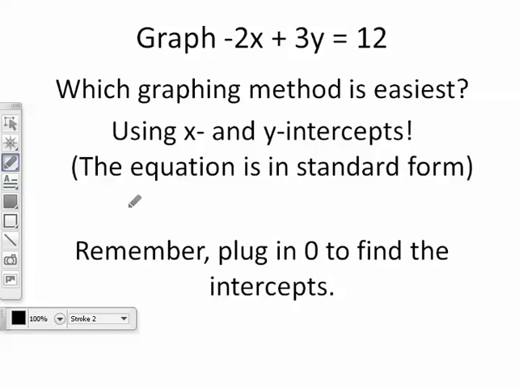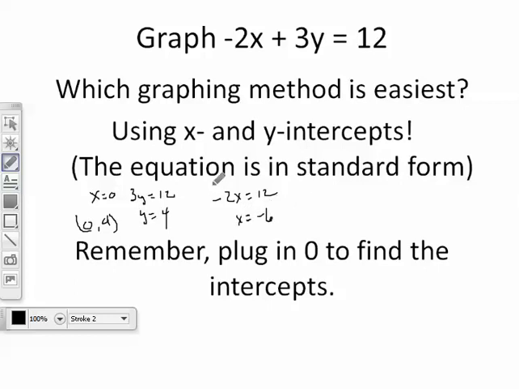Remember, all I've got to do is I've got this equation right here. If I want to find the x and the y-intercepts, I'm going to stick 0 in for x. X equals 0. I'm going to wind up with 3y equals 12, or y is equal to 4. Well, there's my point. 0, 4. If I want to find the x-intercept, I stick y is equal to 0. I get negative 2x equals 12. Divide by negative 2, I get x is equal to negative 6.